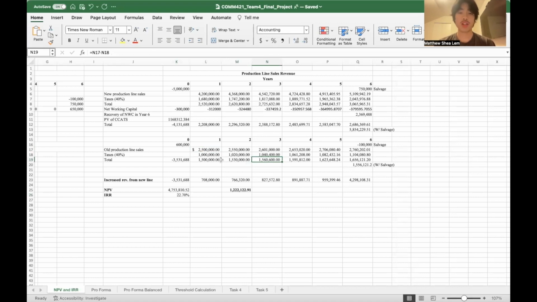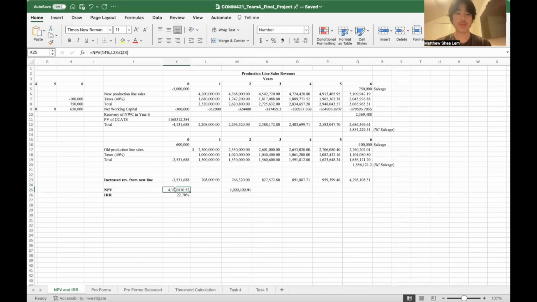After that, we took the cash inflows of the old production line and subtracted them from the cash inflows and outflows of the new production line. What resulted was the increased revenue from the new line, which can be seen in this final column here. What resulted was the new cash inflows and outflows of the difference between the two projects, which consequently was the increased revenue from the new line. This can be seen in these last rows here.